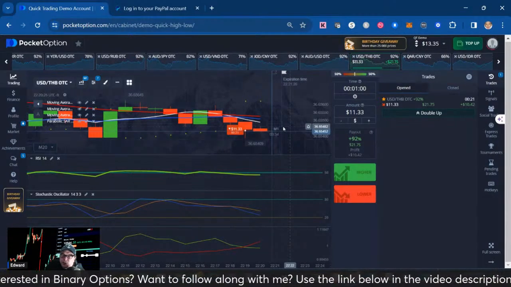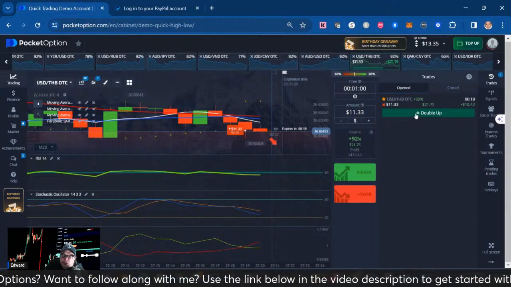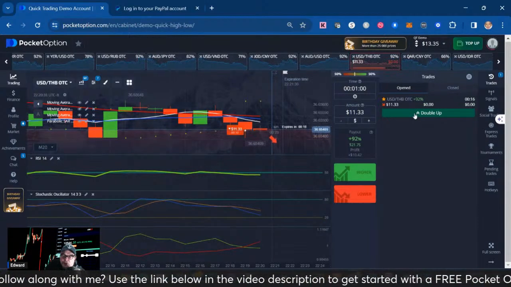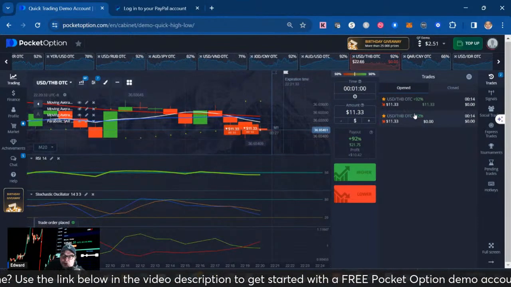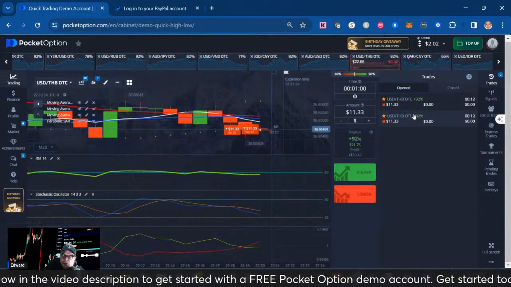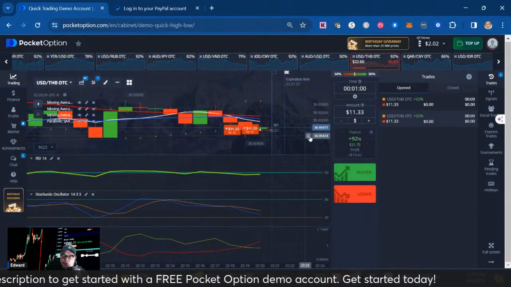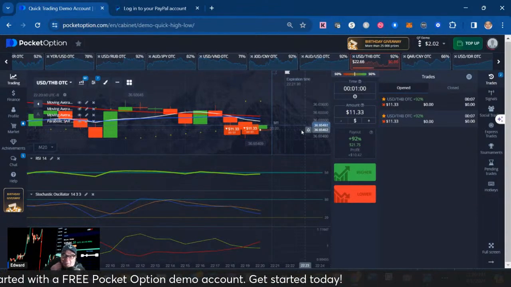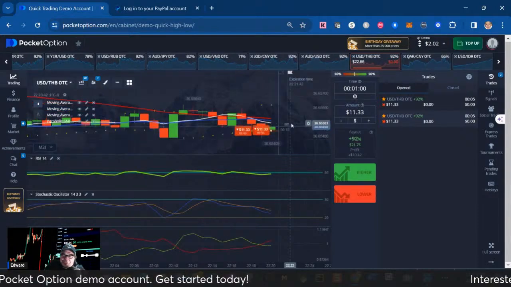There we go, 21 seconds left. Let's see if this holds. I think it's going to hold, and I could be completely wrong. It's that kind of night, I guess.